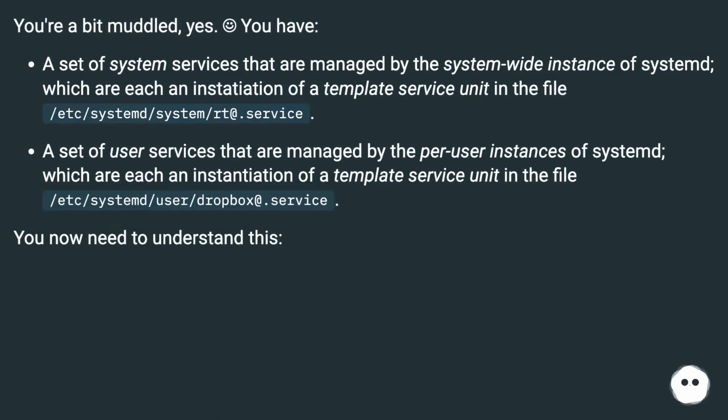You're a bit muddled, yes. You have a set of system services that are managed by the system-wide instance of systemd, which are each an instantiation of a template service unit in the file /etc/systemd/system/break@.service. A set of user services that are managed by the per-user instances of systemd, which are each an instantiation of a template service unit in the file ~/.config/systemd/user/break@.service. You now need to understand this.